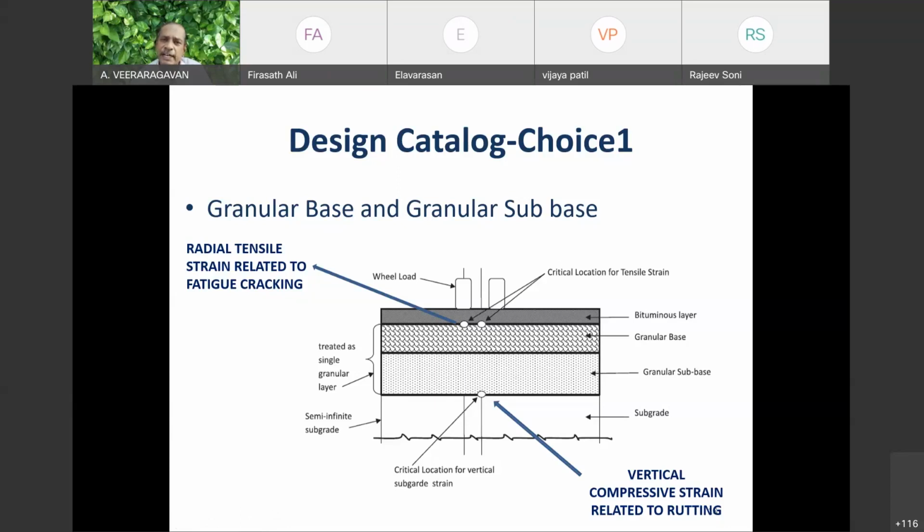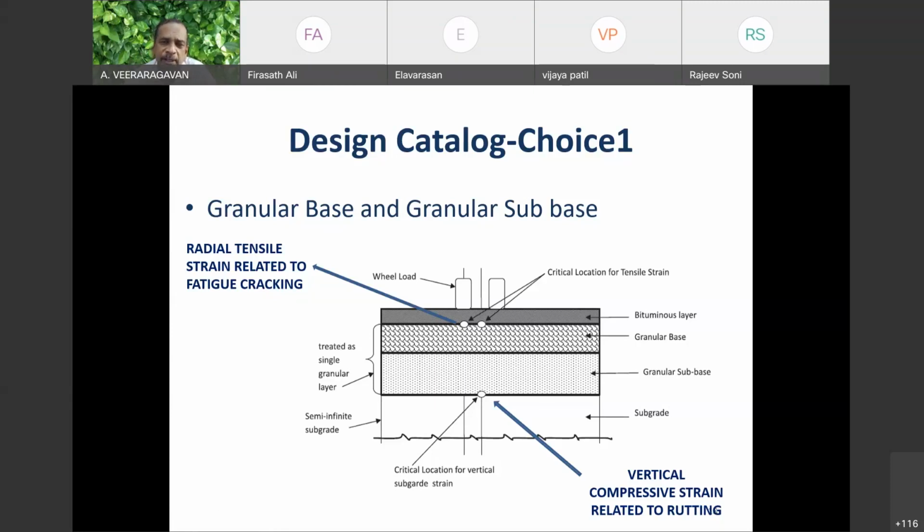How are they related? When the strain value at the bottom of the bituminous layer exceeds the allowable value, the pavement will develop a fatigue crack from the bottom and the crack will propagate to the top. So this radial tensile strain is related to cracking. This vertical compressive strain is related to rutting in the pavement. The pavement will rut if the strain value exceeds the allowable value. What should I do now? If you want to reduce the strain, what are the solutions?